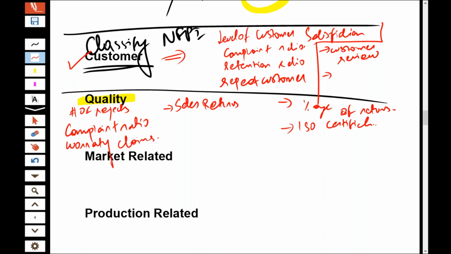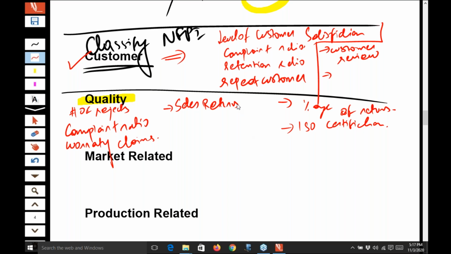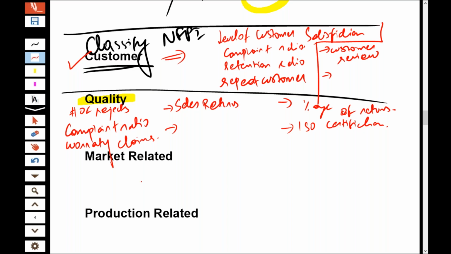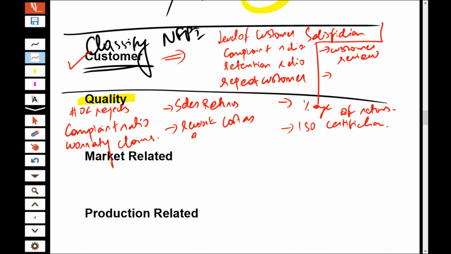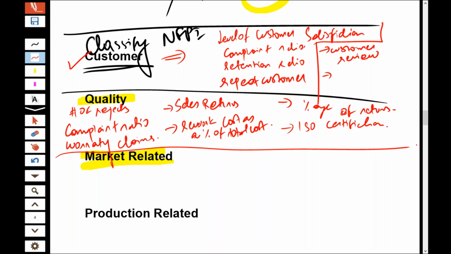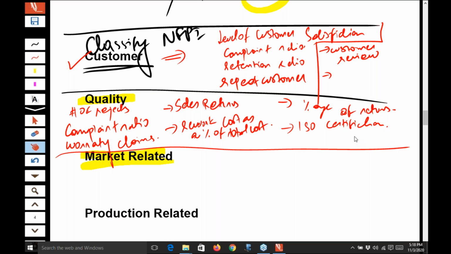ISO certification, because at times your quality is also detected by these certifications that you get. Rework cost as a percentage of total cost. Okay, good enough. Now, this is going to be considered as the quality related issues, the quality related KPIs. Can I have suggestions on market? Yeah, can I have suggestions on market, please? Good enough, good enough. Go ahead, please.